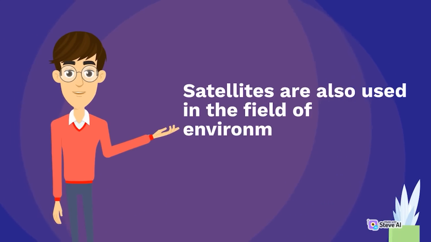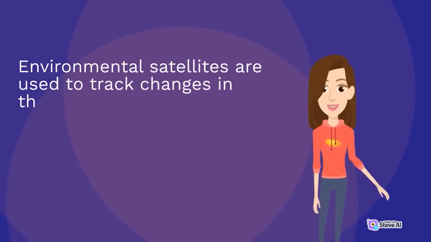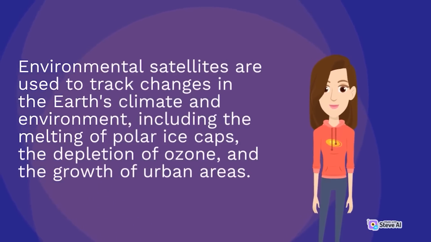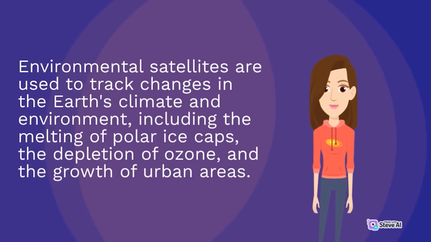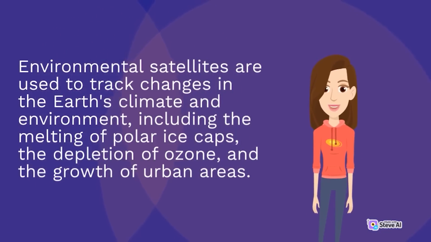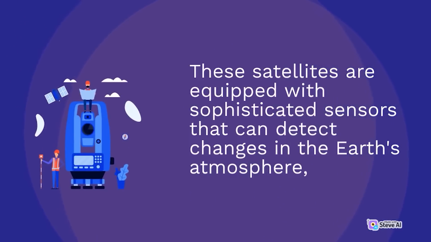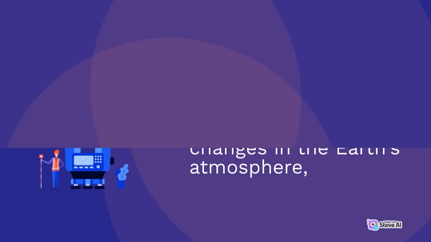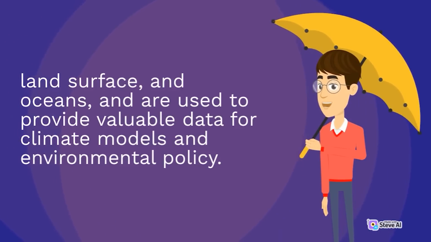Satellites are also used in the field of environmental monitoring. Environmental satellites are used to track changes in the Earth's climate and environment, including the melting of polar ice caps, the depletion of ozone, and the growth of urban areas. These satellites are equipped with sophisticated sensors that can detect changes in the Earth's atmosphere, land surface, and oceans, and are used to provide valuable data for climate models and environmental policy.